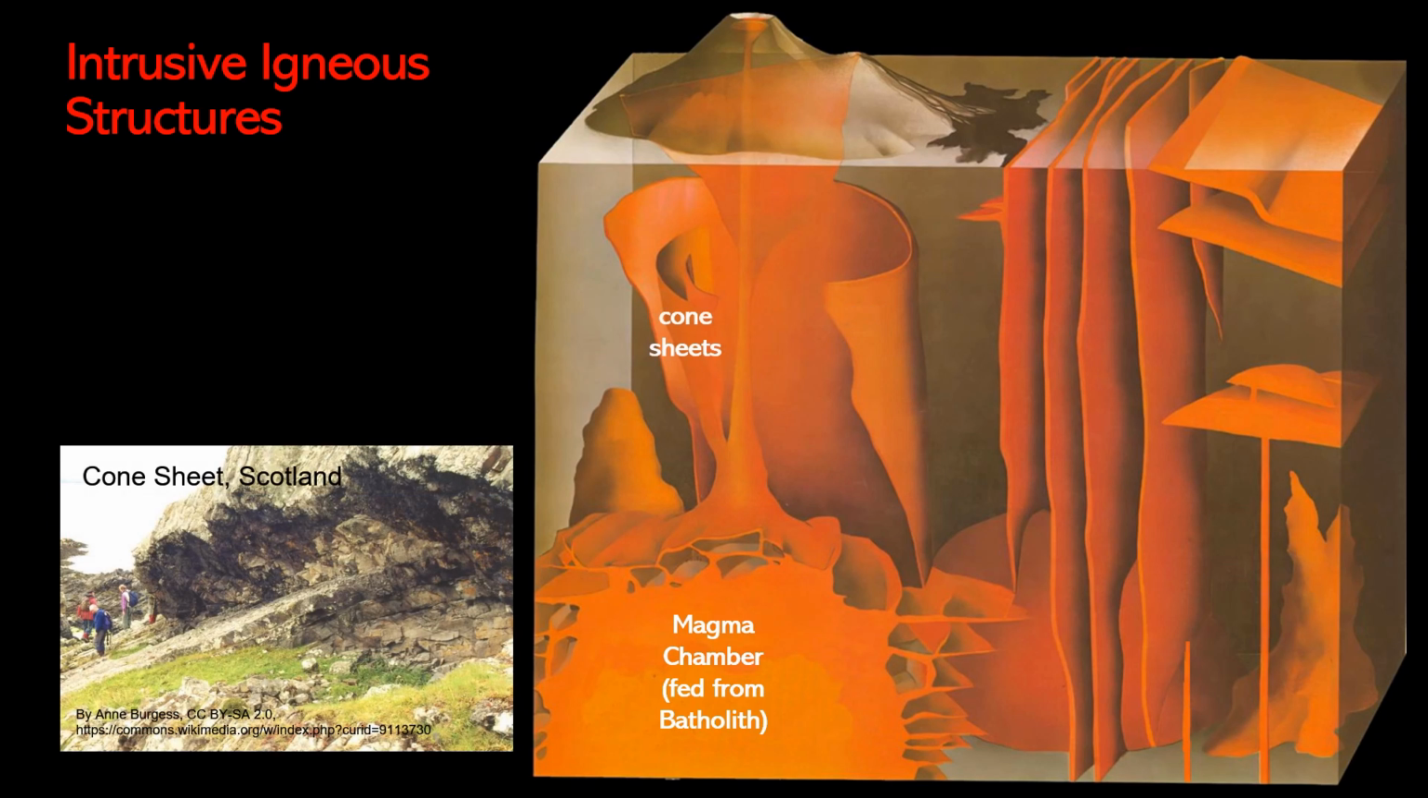Cone sheets. Cone sheets are circular cone-shaped intrusions that radiate outward and dip downward from a central point, often associated with volcanic centers. They form when magma is injected into concentric, downward-sloping fractures around a volcanic intrusion, spreading outward like a cone. Example: the Isle of Mull in Scotland, which has a famous cone sheet complex.